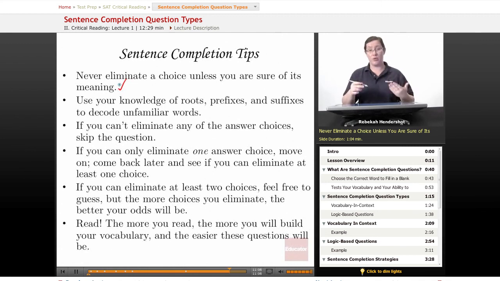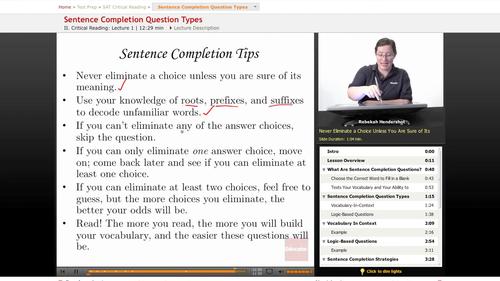Secondly, use your knowledge of roots, prefixes, and suffixes to decode unfamiliar words. See if the word you're looking at has any resemblance to a word you already know. You can actually get pretty far this way. Words in English live in families, and you can very often figure out what a word means by finding words that it resembles. However, watch for prefixes like anti, or a, or non, which indicate that it actually means the opposite of the word you know.